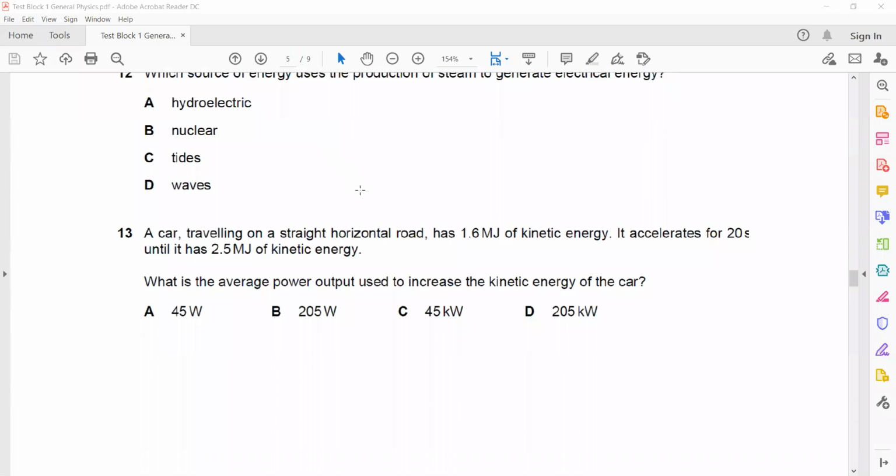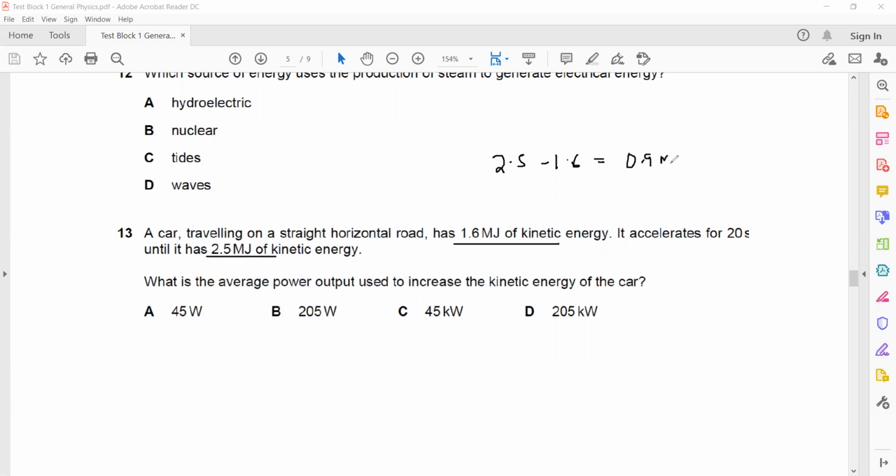A car traveling on a straight horizontal road has 1.6 megajoule of kinetic energy. It accelerates for 20 seconds until it has 2.5 megajoule of kinetic energy. What is the average power used to increase the kinetic energy? So again, what you have to do is subtract the two values, because this was the original. How much is the change in kinetic energy? So that's 2.5 minus 1.6, which is equal to 0.9 megajoule.